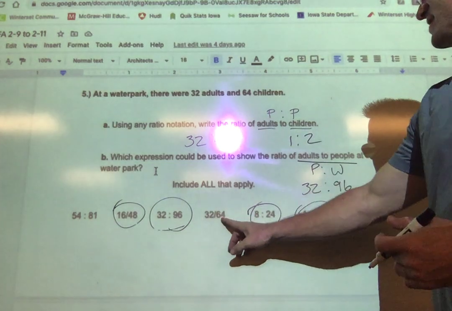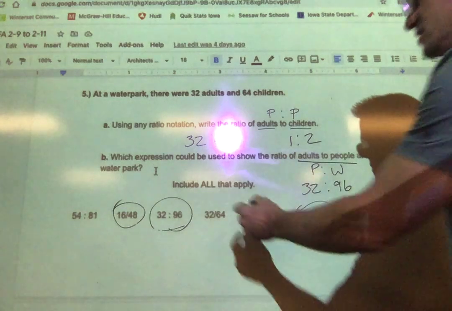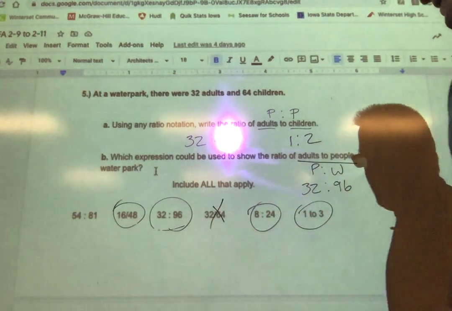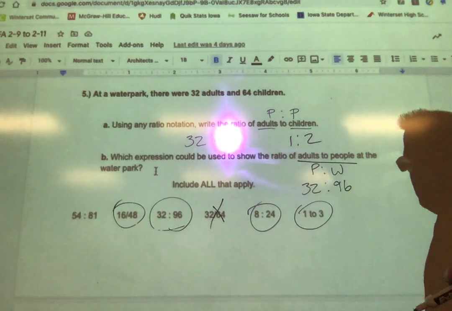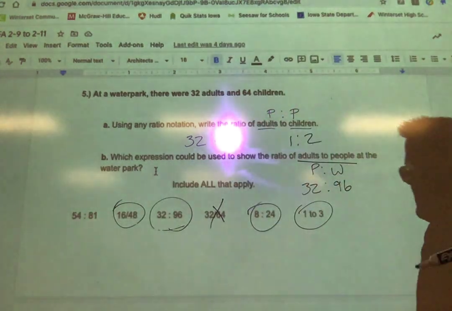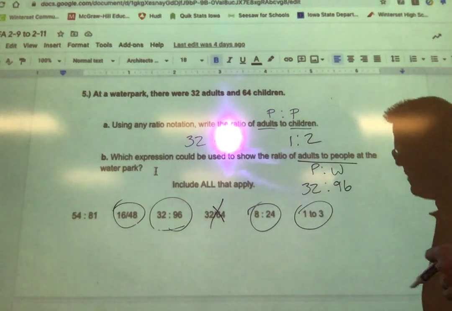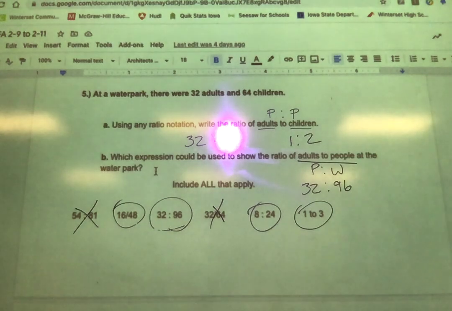This one, 32 to 64, that's still part to part like the top. So that's not part to whole. So that doesn't work. And I know this one as well. This is with 54. You know, if we took this times 54, I take 3 times 54, you're going to get a lot more than 81, so this one does not make sense there. So these are the 4 answers. They're all a 1-to-3 ratio for that part to whole ratio.